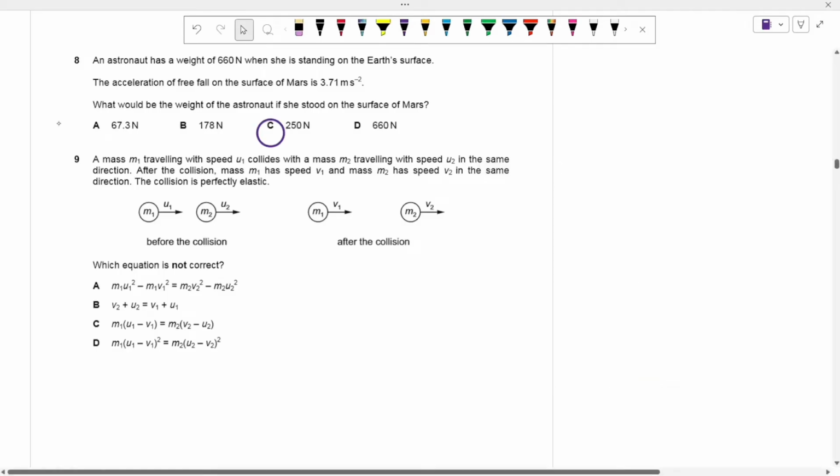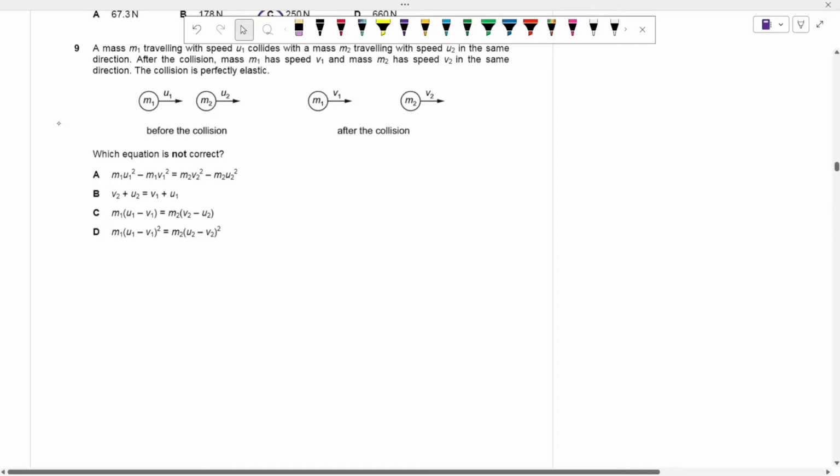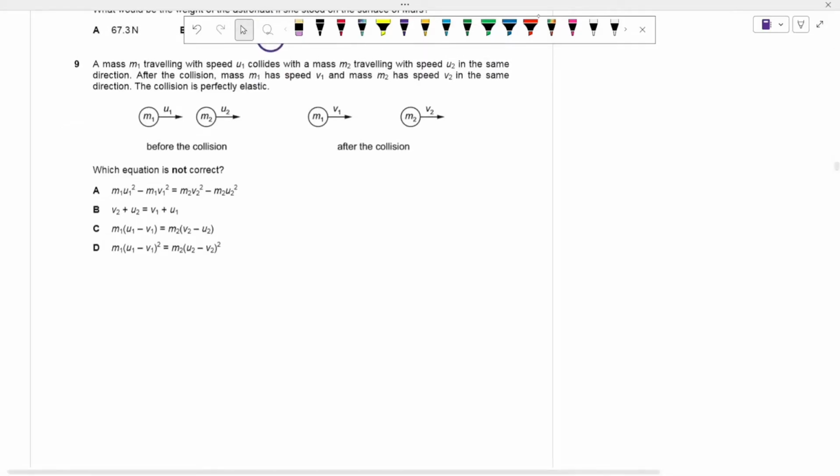Move on to question number 9. A mass m1 travels with a speed u1, collides with a mass m2 that is traveling with a speed u2 in the same direction. Same emphasis on same direction. After the collision, mass m1 has a speed v1 and mass m2 has a speed v2, but in the same direction. And we're told that the collision is perfectly elastic.